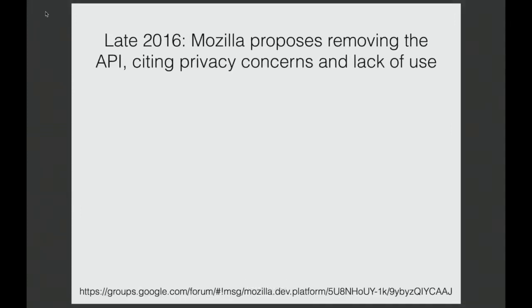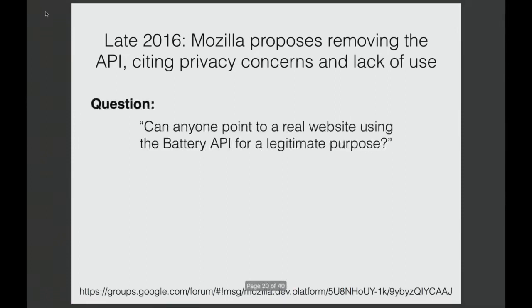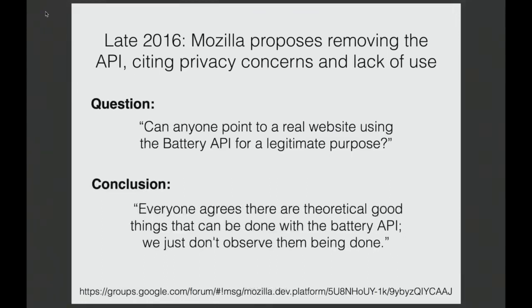And then in late 2016, this kind of came as a surprise to us, having done these measurement papers. We thought maybe the spec would change, but we didn't think this would happen. Mozilla actually proposed to remove the API. So they sent out a post on dev platform, their mailing list, and said, basically, can anyone point to a real website using the battery API for some legitimate purpose that we want to support? And after some back and forth, one of the last posts in the thread said, OK, so everyone agrees there are some theoretical good things that can be done, but we just don't observe them.